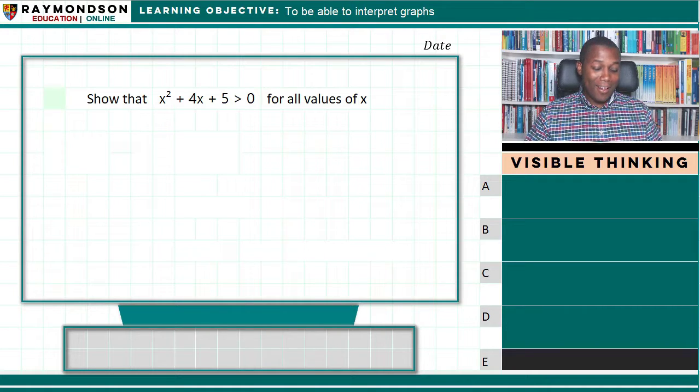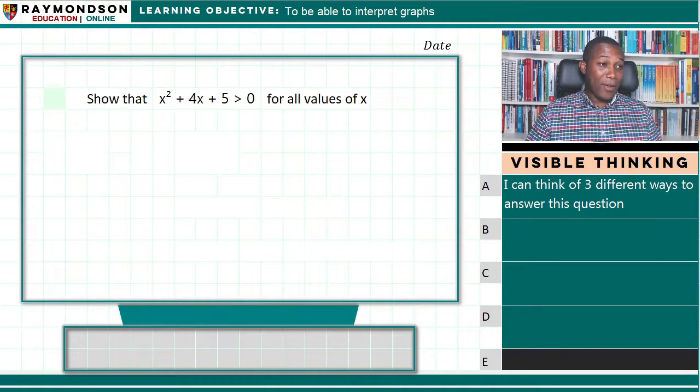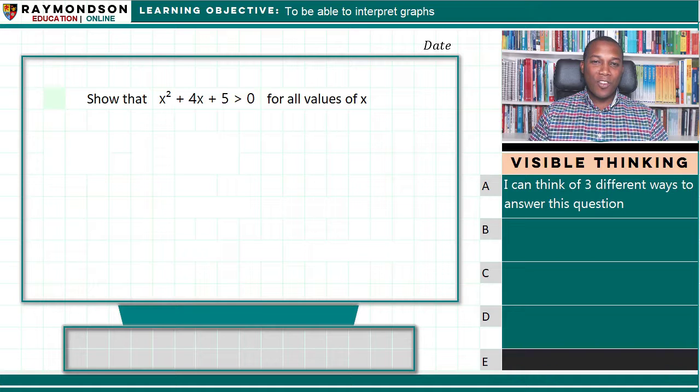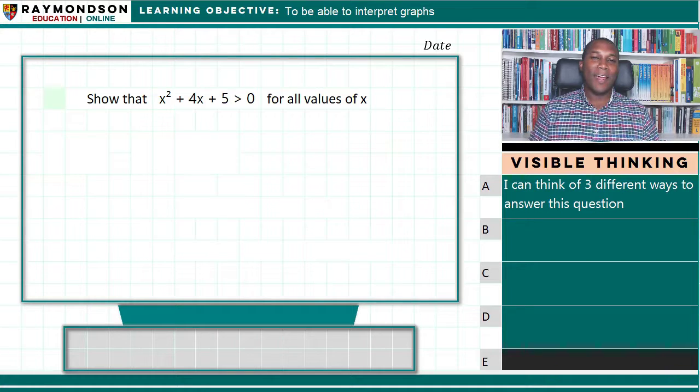Now, the little thing I'll tell you, and I find this interesting, is I can think of 3 different ways to answer this question. I'm not ready for this weatherman kind of stuff, I will get there though. So, using your knowledge of quadratics, come up with 3 different ways in which you can show that x squared plus 4x plus 5 is greater than 0. When you finish, just have a go. Try it. See what you come up with.